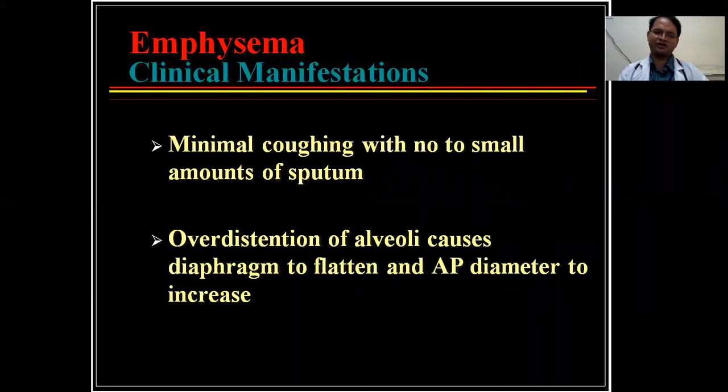Clinical manifestation, patient will have a minimal cough with no to small amounts of sputum, but there will be over-distension of alveoli, which causes the diaphragm to flatten and the anteroposterior diameter to enlarge. So there will be enlargement in the anteroposterior diameter of the chest, and there will be flattening of the diaphragm.